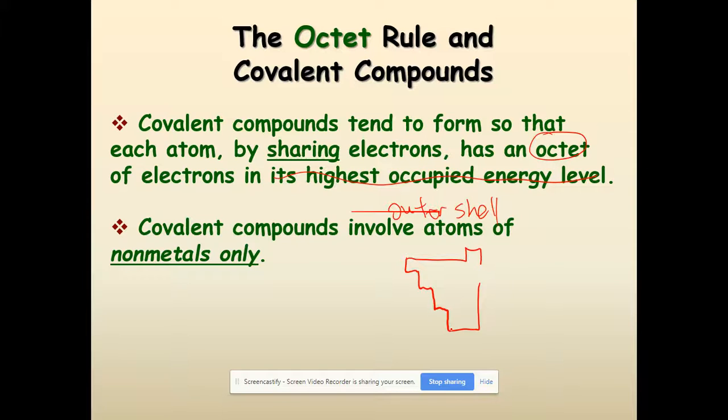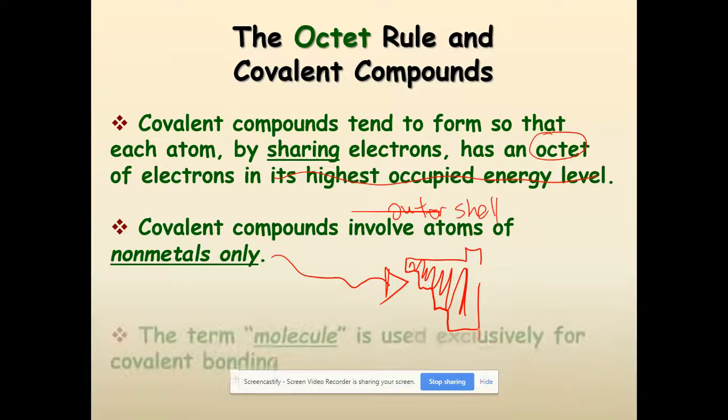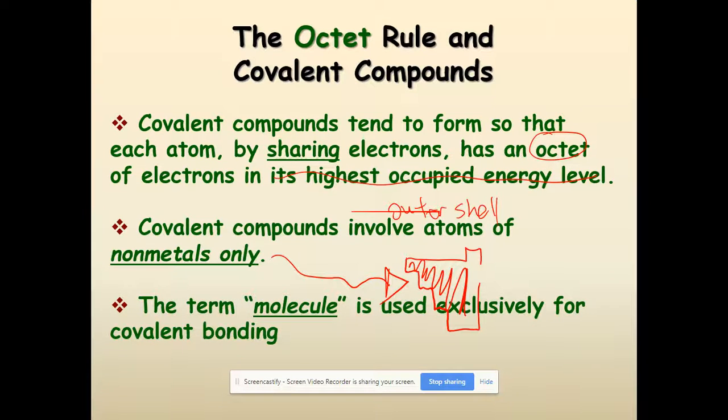Okay, all of these over here, those are our non-metals. So we're going to have 2 or more of those bonded together by sharing electrons. And here the term molecule is used exclusively for covalent bonding. So we can't say that magnesium chloride or sodium chloride are molecules. We can say that they're compounds. Covalent compounds are going to be referred to as molecules.